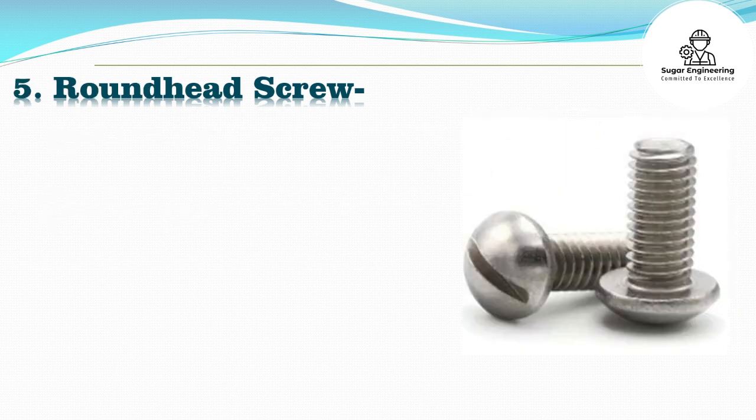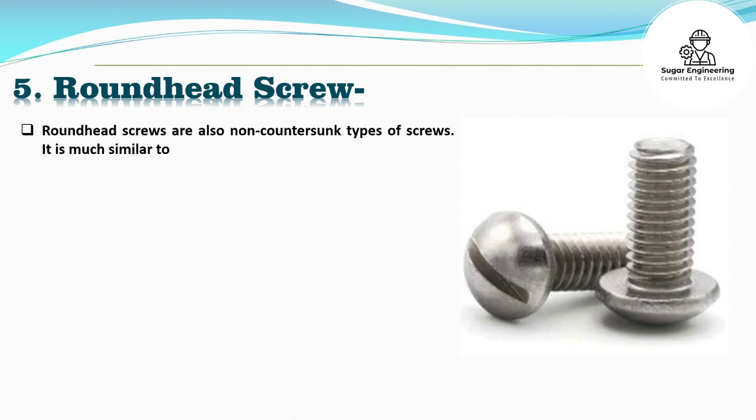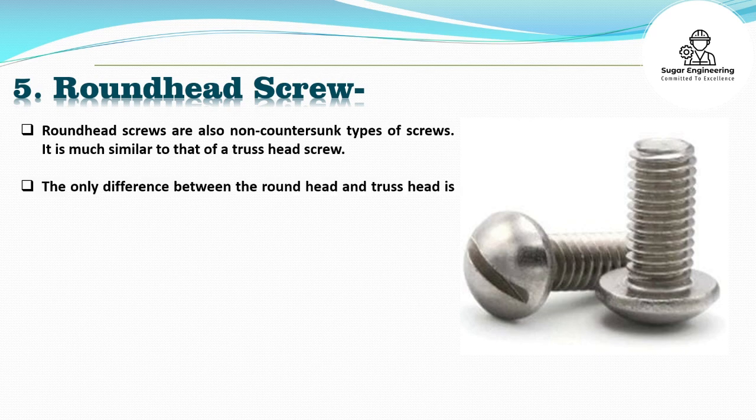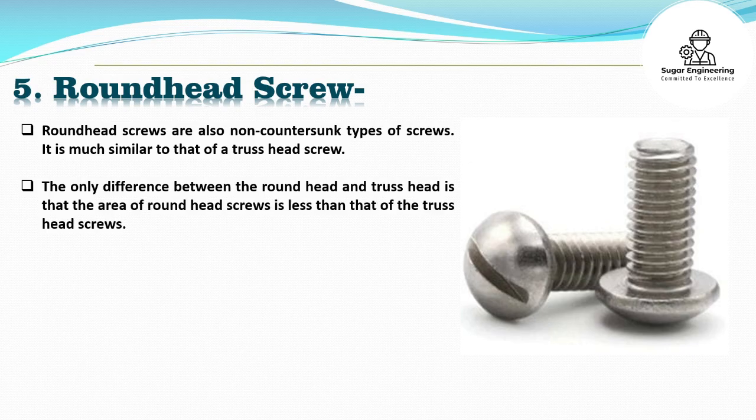5. Roundhead screw. Roundhead screws are also non-countersunk types of screws. It is much similar to a truss head screw. The only difference between the roundhead and truss head is that the area of roundhead screws is less than that of the truss head screws.